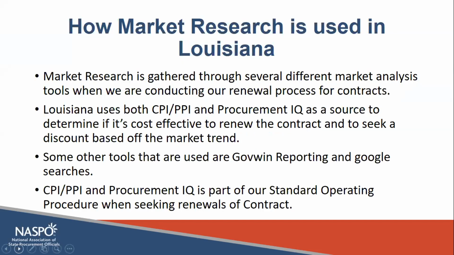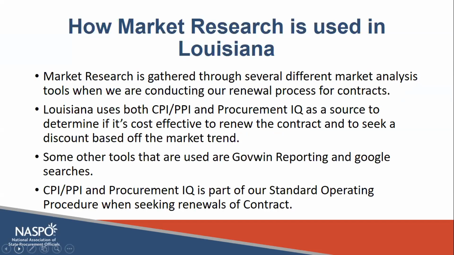We use Procurement IQ, CPI, PPI, when reporting and Google searches when we're trying to determine the market trend and if we're going to ask for a discount or not. This is part of our standard operating procedure when seeking renewals or extensions of contracts, whether it be 36-month blanket orders or just extension of other blanket orders or contracts.